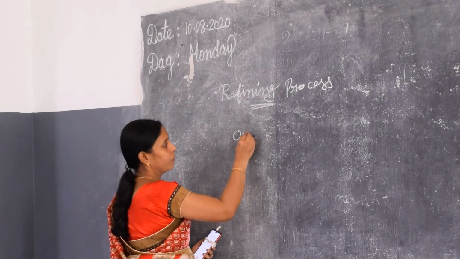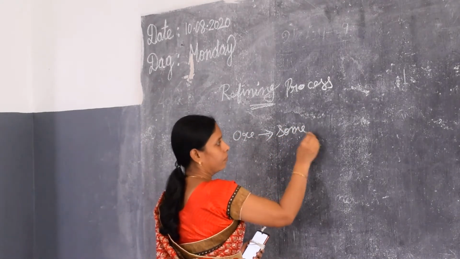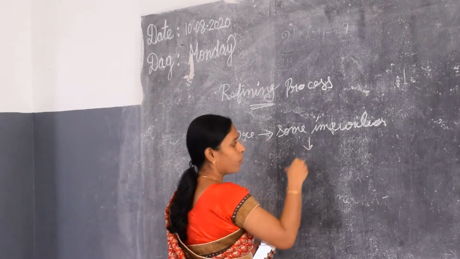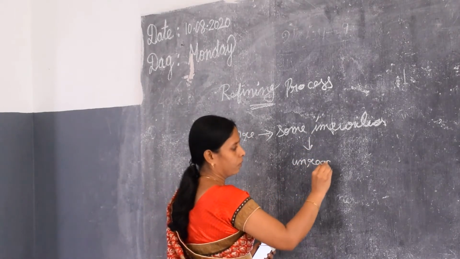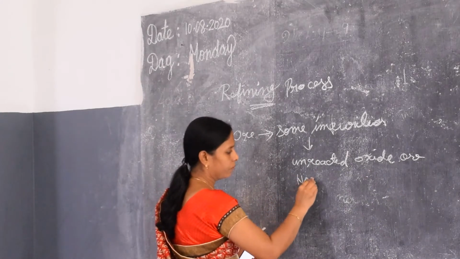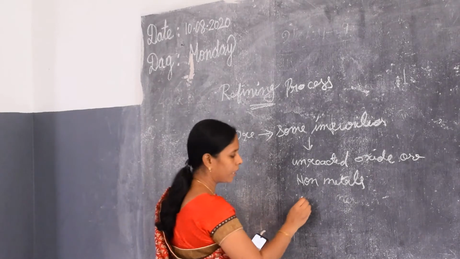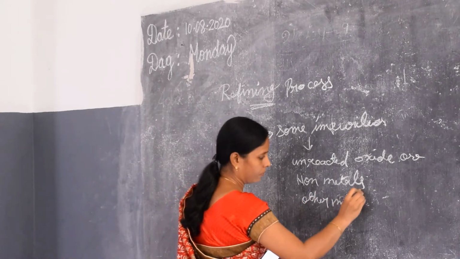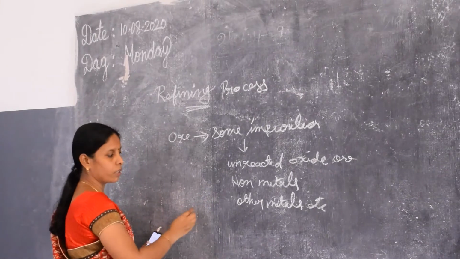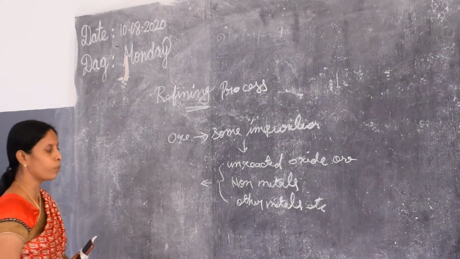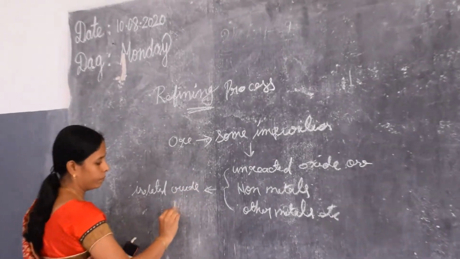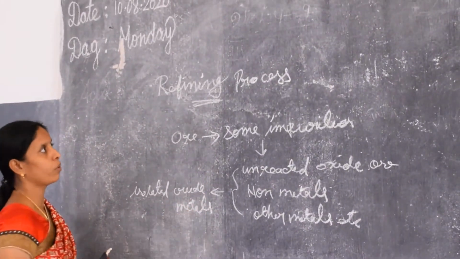Ore containing some impurities. What are the impurities? Unreacted oxides, non-metals, and other metals, etc. So the removal of these impurities associated with the isolated crude metal is called the refining process.